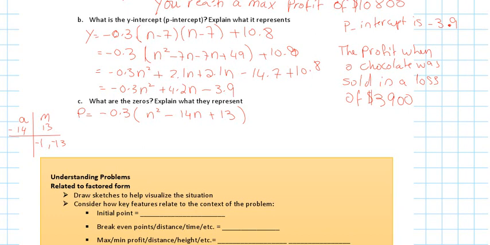Okay. It is a zero. So because I have both the factors, I have P equals negative 0.3, n minus 13, n minus 1. Are we okay with this? Yes, everyone? We're okay with that? All right. Now, I have my factored form. If I want to find the zeros, what are my zeros?